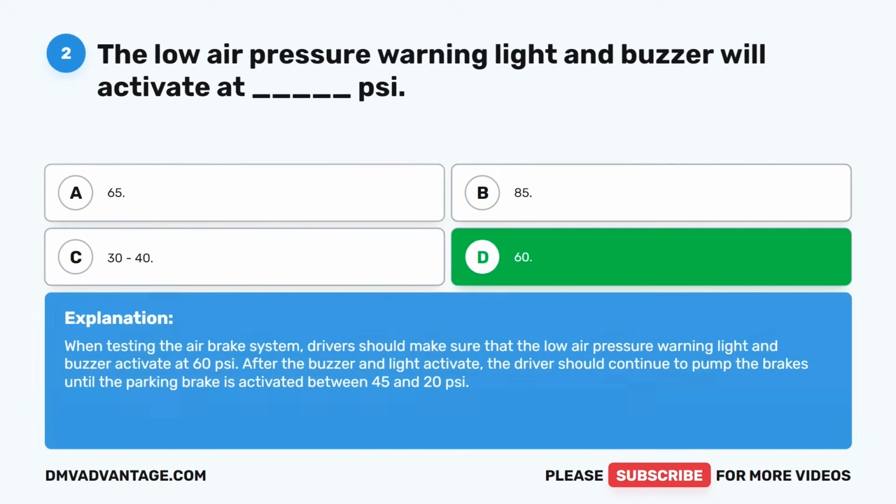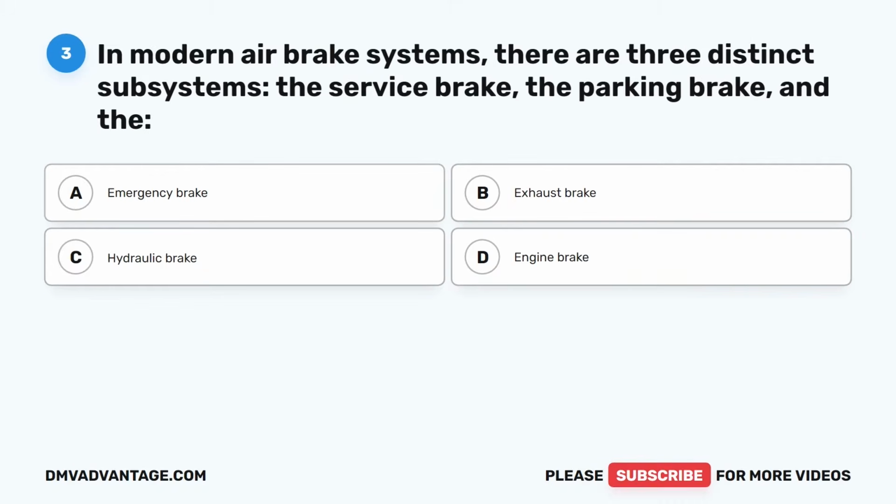60. When testing the air brake system, drivers should make sure that the low air pressure warning light and buzzer activate at 60 psi. After the buzzer and light activate, the driver should continue to pump the brakes until the parking brake is activated between 45 and 20 psi.